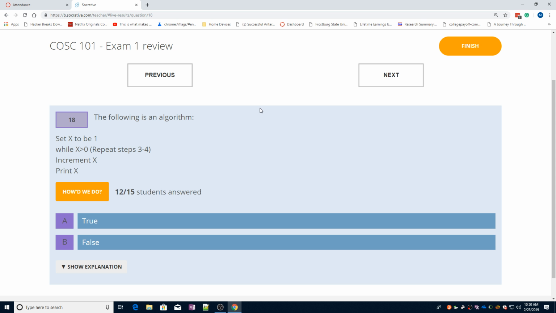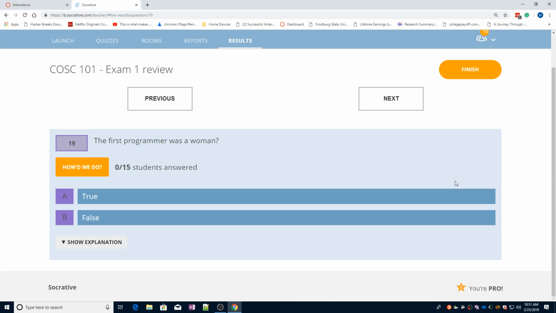If you're doing this on the exam, my recommendation is make sure that you draw out the boxes, right? So you say box X, put a 1 in it. While X is greater than 0, well, gee, X is already greater than 0. Repeat. Increment. It's still greater than. It's forever greater than. Therefore, it is not an algorithm. It is false. Right? It is false.